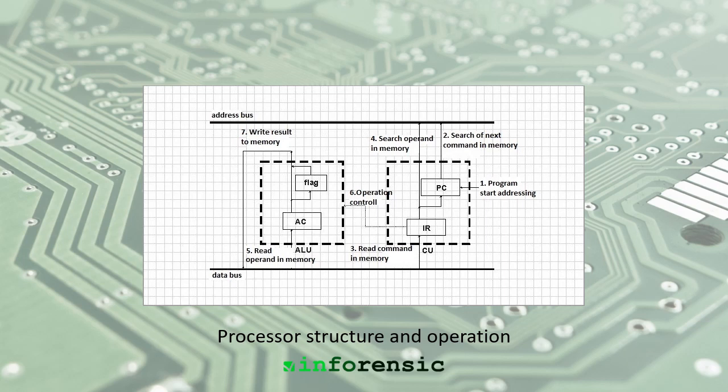Processor structure and operation. Step 1. Program start addressing. Step 2. Search for next command in memory. Step 3. Read command in memory. Step 4. Search operand in memory. Step 5. Read operand in memory. Step 6. Operand control. Step 7. Write result to memory.